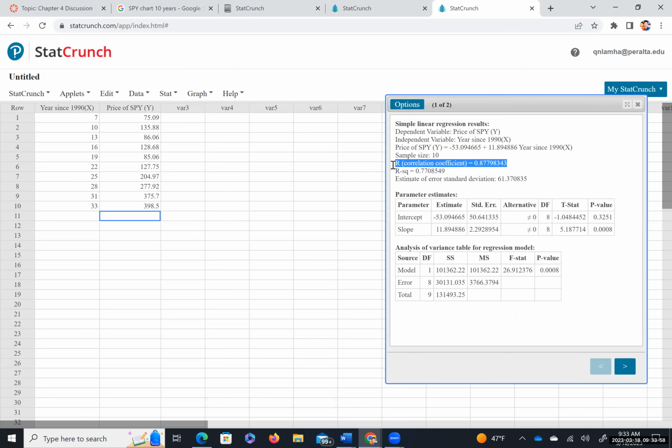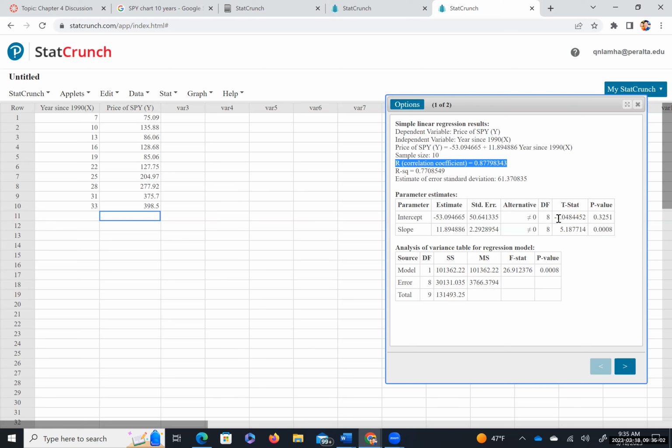Okay, so we have a correlation coefficient of 0.8779, which is a really strong relation between the year and the price, right? And it's positive, so it's going to be an increasing linear relationship. If I want to present the best fit line, it will be -53 plus 11.89 times x here. The slope is 11.89 something, and the y-intercept is -53 something.